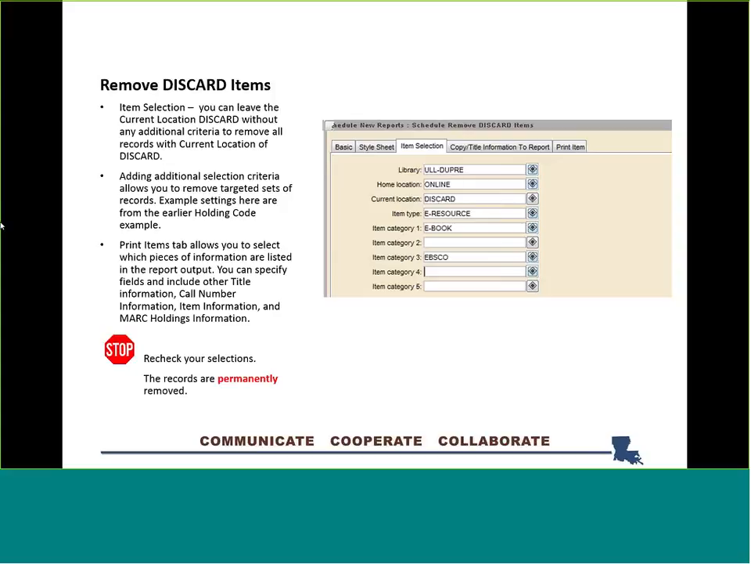That's it. So, like I said, please try all this on the test system first when you're doing this. That way, if you have a problem with your selection criteria, you can tweak it before moving on to production.